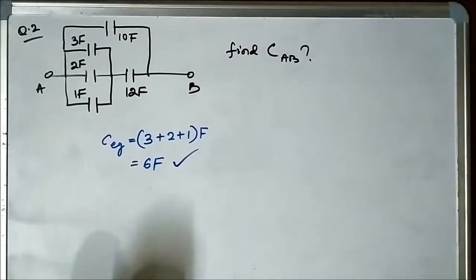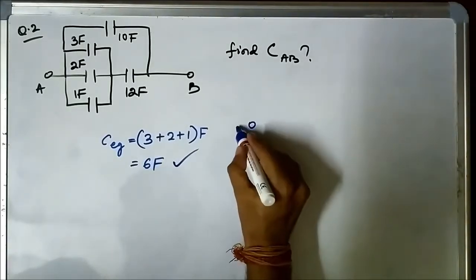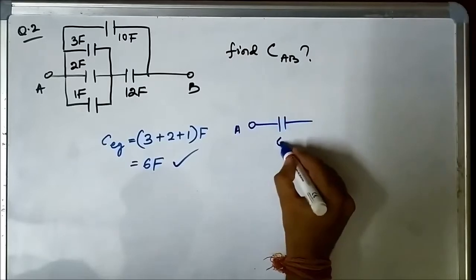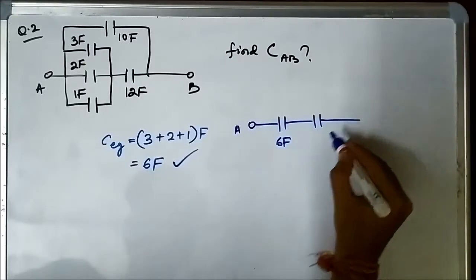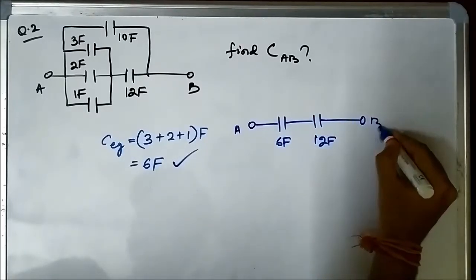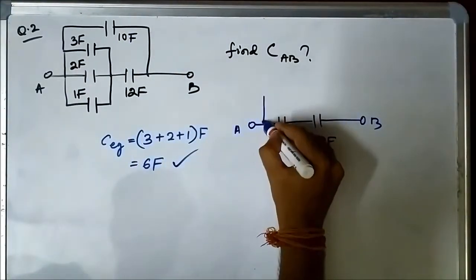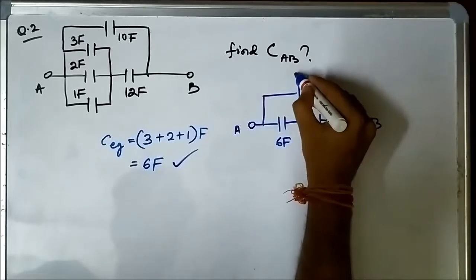We calculated that. So now let us redraw the circuit. Okay, we'll redraw it here. So this is A, this is 6 farad which we calculated. Then we have this 12 farad and this is B, and there is a 10 farad capacitor, 10 farad.